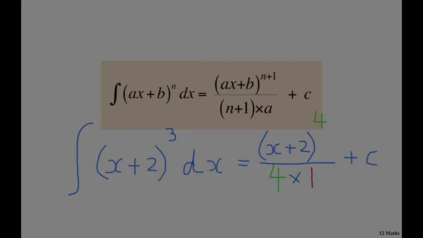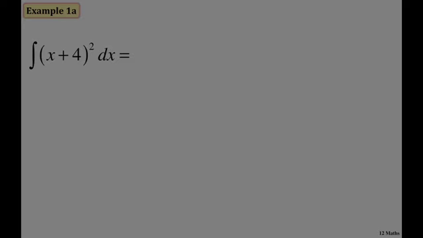Plus c, which means the answer is just x plus 2 to the power of 4 all over 4 plus c. Had I expanded these brackets out and integrated each part individually, I would have ended up with the expansion of this answer here. So let's continue and try some examples.